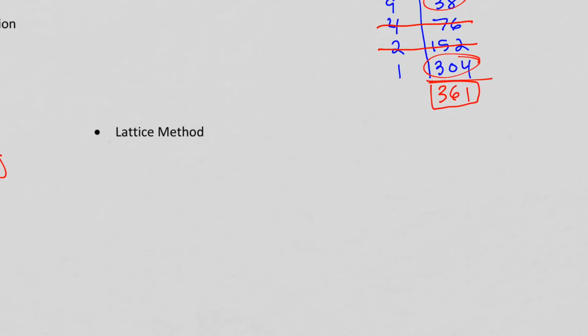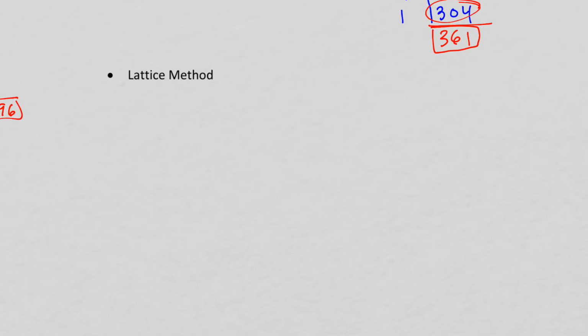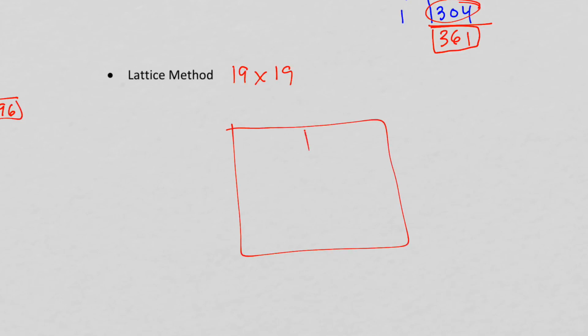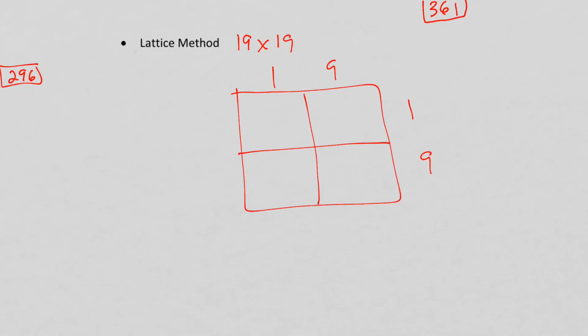Now, if we do the lattice method, the same thing. If we do 19 times 19, we can do our little box here. Each number gets its own column, and then each number gets its own row. And then we do our little diagonal.